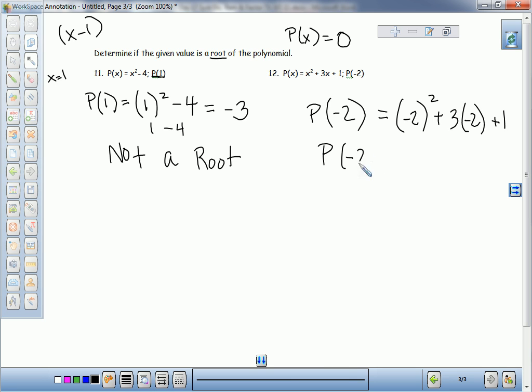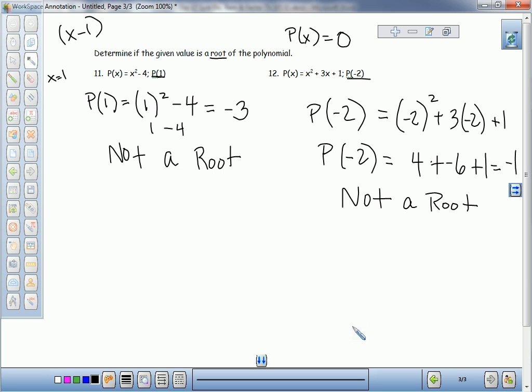Okay, so when we plug in negative 2, we get out 4 plus a negative 6 plus 1. Well, this is negative 1. So is this a root? No, not a root.